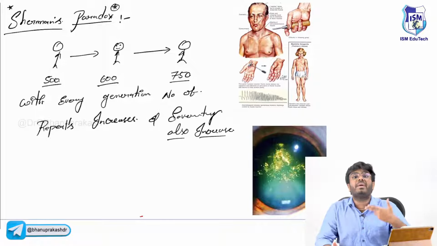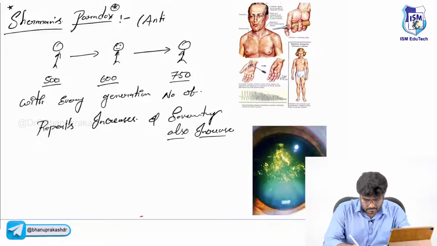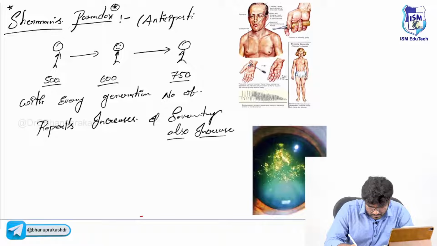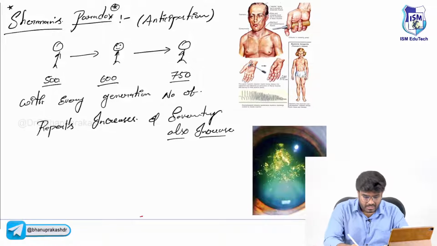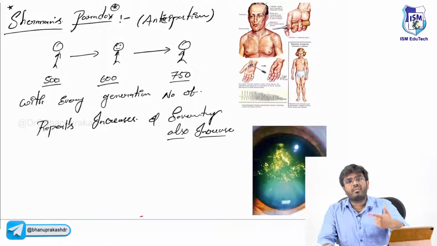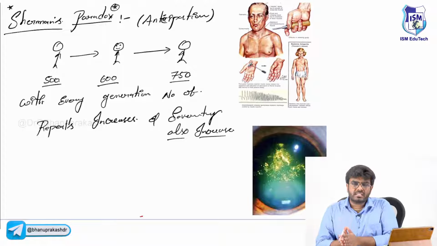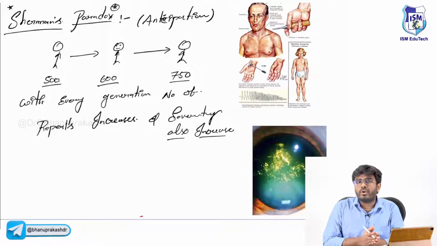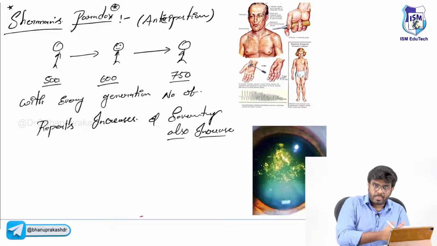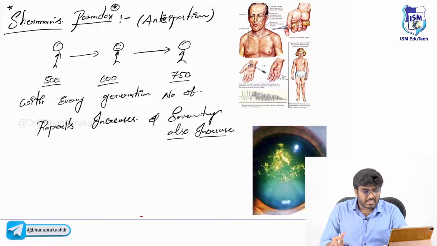So you can do anticipation. Important MCQ: anticipation is seen in the trinucleotide repeat disorders. With every generation, the number of repeats increases, and the severity of the disease also increases. So you can anticipate that if the father is having a disease by 30 years of age, the son is also going to develop the disease a little earlier, by 27 or 25 years of age. So that's the Sherman's paradox.